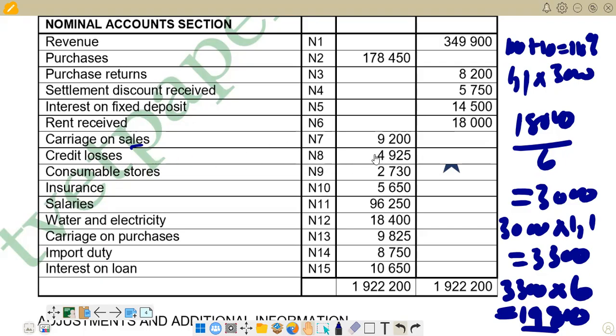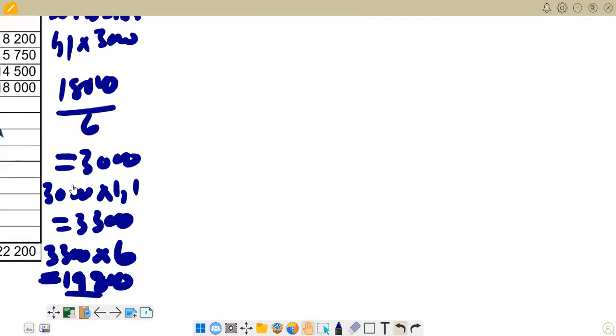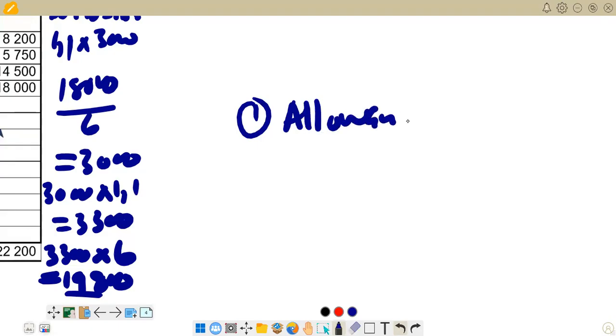We are not going to put them under other income, but we have the allowance for credit losses. Those are the ones that we have to take note of. So it means we don't have any income there. We only have expenses left. So the allowance for credit losses, we have to take note of as one of those income items I was mentioning.